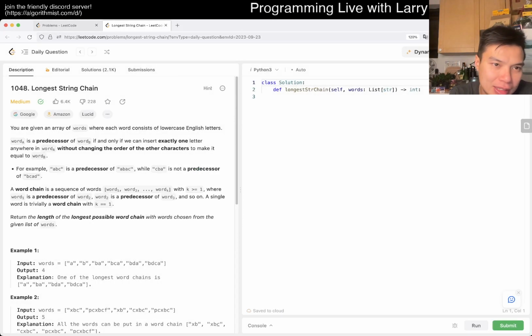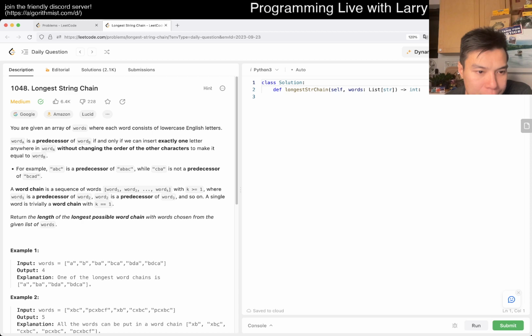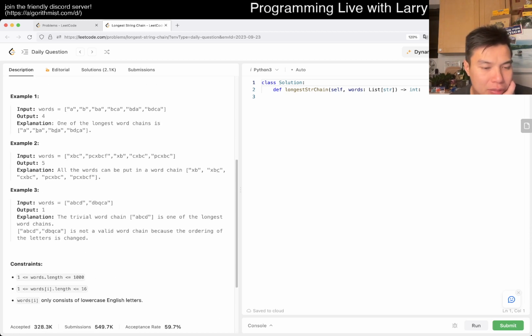Today's problem is 1048, longest string chain. Word A is a predecessor of word B if we can insert one letter to make it B. So the longest length can be 16.